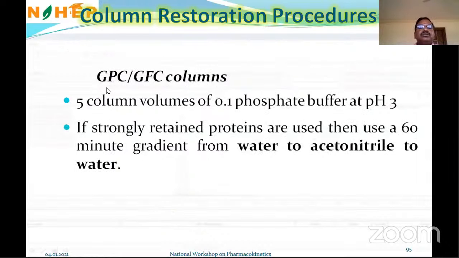Coming to the gel permeation column or gel filtration column, 50 column volumes of 0.1 molar phosphate buffer at pH 3 can be used to restore it, and if strongly retained proteins are present in the column, then we can use a 60-minute gradient from water to acetonitrile to water. That means initially water is run, and subsequently the percentage of water and acetonitrile is changed to reach 100% acetonitrile, and then we run the gradient by reducing acetonitrile and increasing the water percentage, and finally 100% water is run. Then these GPC or GFC columns are restored.